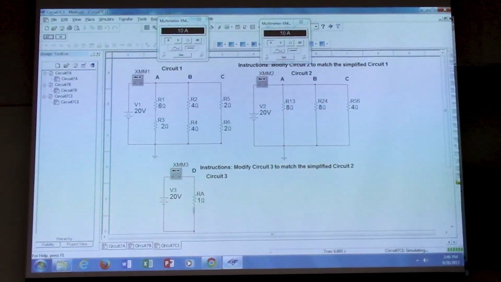So then you would do the similar thing for circuit 3 down here. You would modify this one so that it had the equivalent resistance of circuit 2 and circuit 1. All right? So that's what you're doing. You're taking the first circuit for granted, and then you're modifying the second and third circuits so that they are simpler versions of the first one.